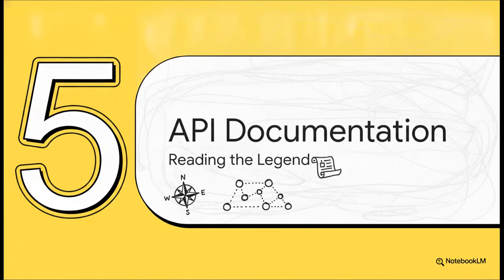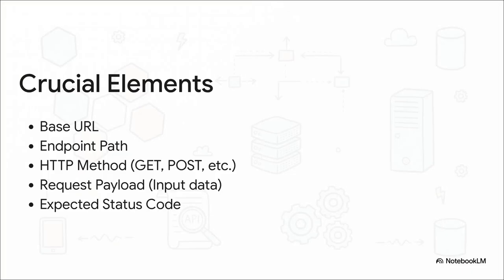And finally, Section 5. Let's learn how to read the legend of our map so you can actually test these systems. It's time to talk about API documentation. When developers hand you API documentation, you're looking for 5 crucial elements so you aren't just flying blind. You need the base URL, which is the main address, and the specific endpoint path that gets appended to it. You absolutely have to know the HTTP method. Are you getting data or are you posting it? You need to know the exact format of your request payload, your input data, and finally, you need the expected status code so you actually know for sure if the call was successful.